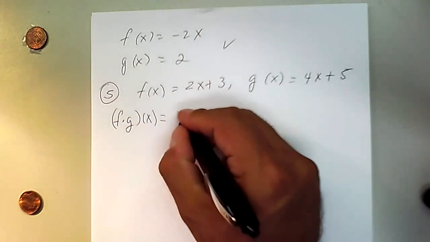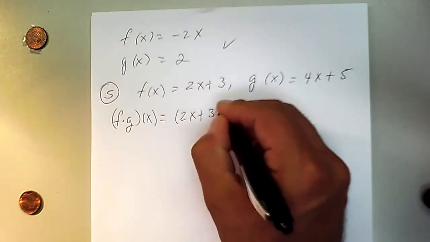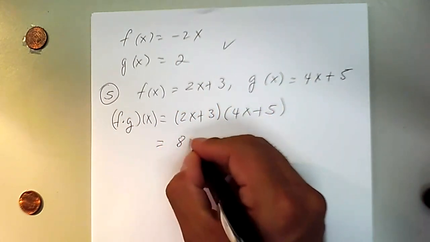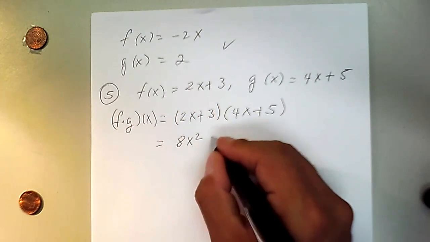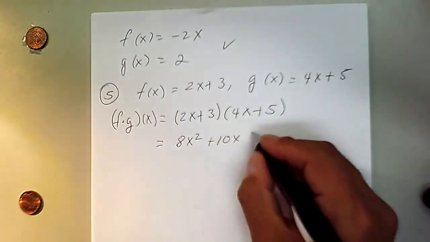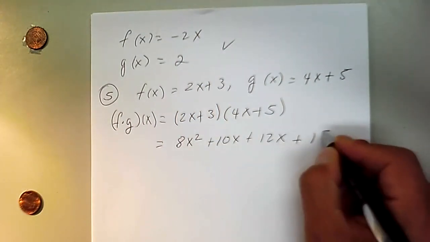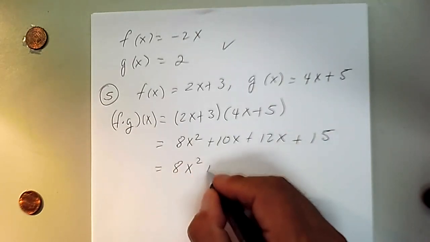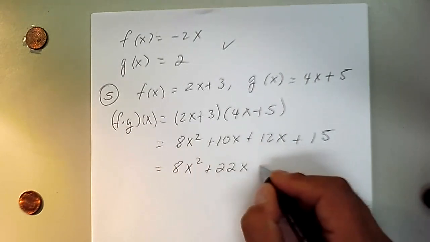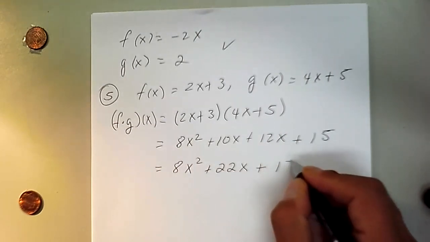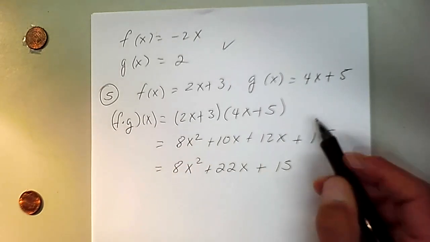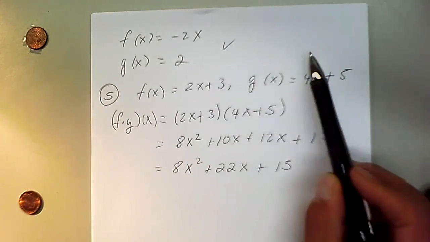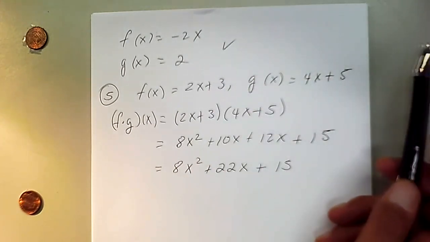So this is 2x plus 3, 4x plus 5, and then we can FOIL this to end up with 8x squared. 2 and 5 is 10. Outer terms, inner terms is 12x, 15, and finally we end up with 8x squared plus 22x plus 15. So that is the product. The domain is all the real numbers because those were the domains of those two, and there was no issue, problem, complication with those two.